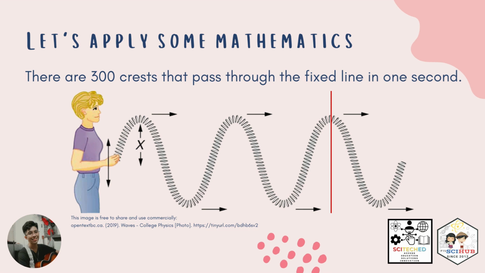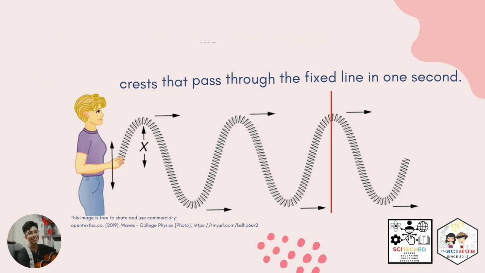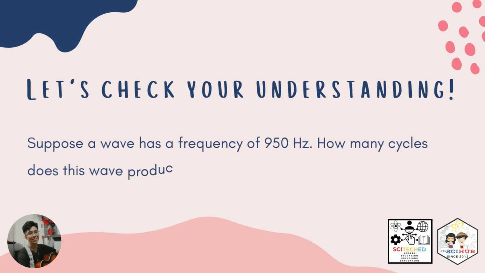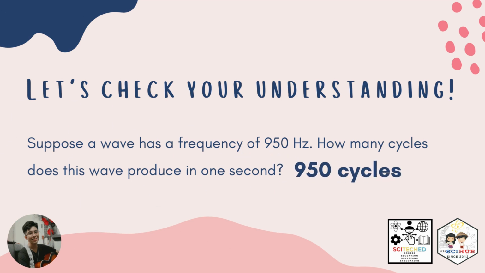Now, to check our understanding, let's have this question. Suppose a wave has a frequency of 950 Hz. How many cycles does this wave produce in 1 second? Again, we can think of it as if there are 950 crests or 950 troughs that pass through a fixed point in 1 second. Do you have your answers? Great. The answer is 950 cycles.